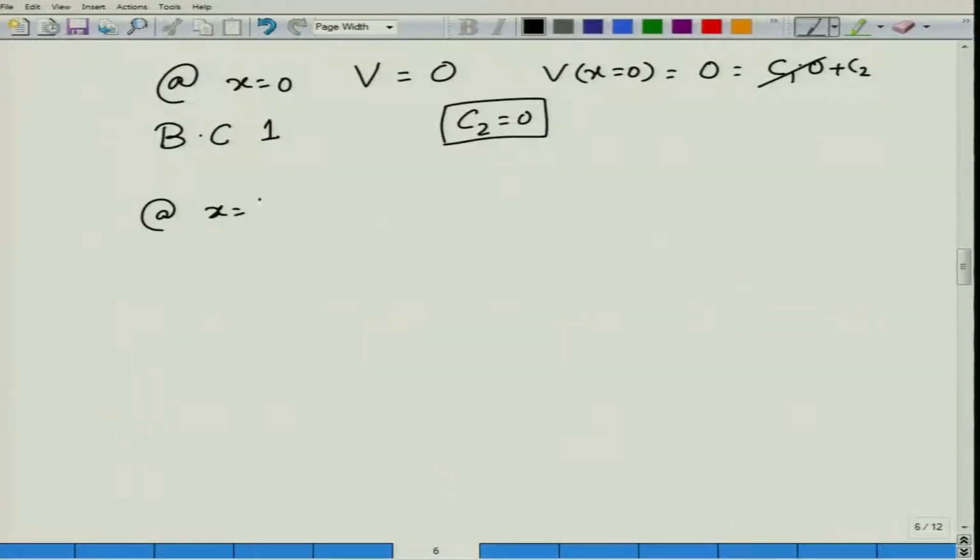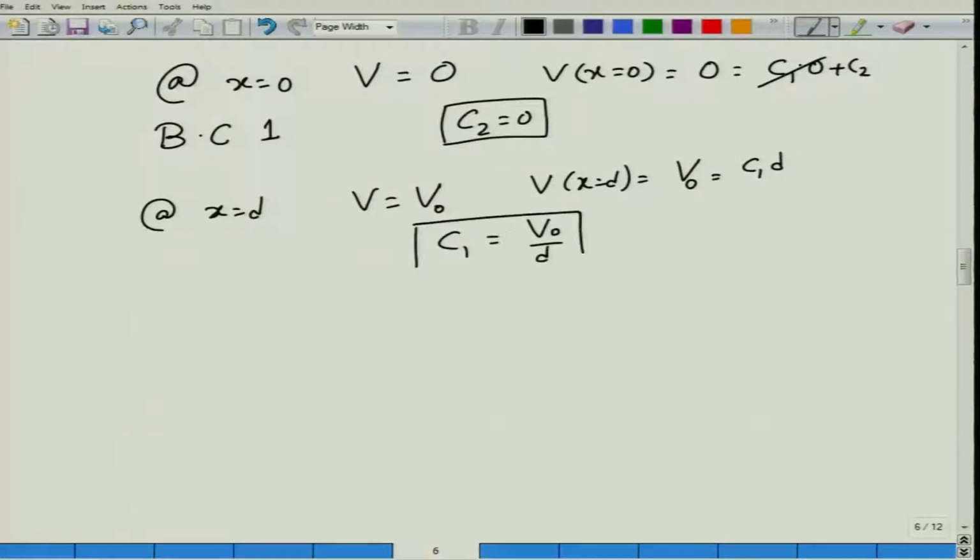At x equal to d, potential is some applied potential V naught. So V at x equal to d is equal to V naught, the potential on the top conductor. This must be equal to C1 into d. There is no C2 here, C2 is already 0. So this allows me to write C1 as V naught divided by d. So my general expression for the potential V of x can now be rewritten as V0 by d times x.